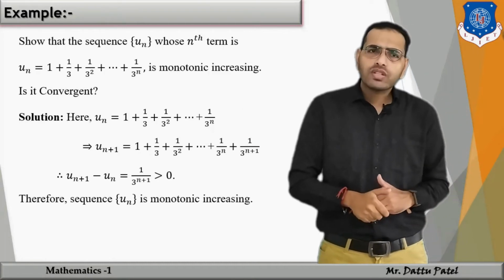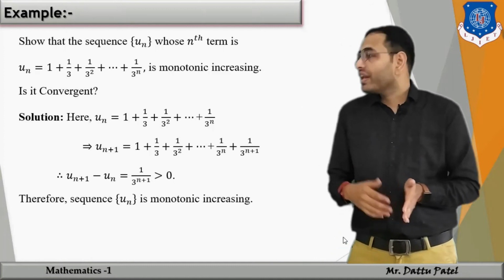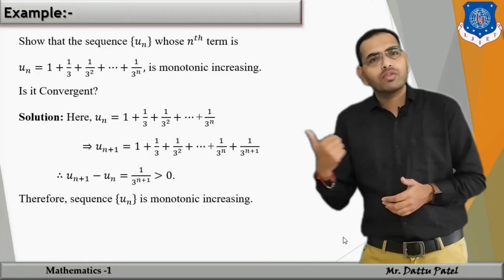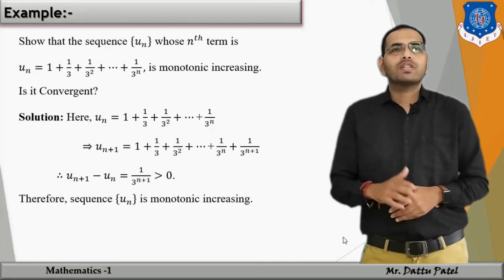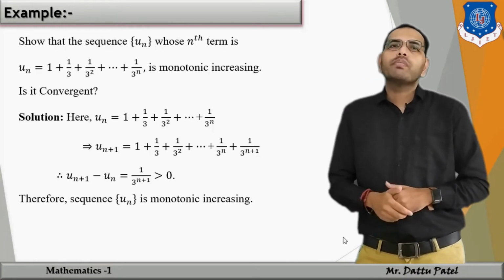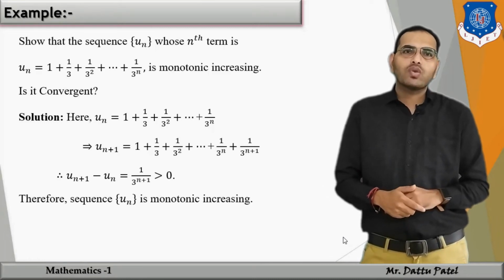Now substitute n as n plus 1, then we get the n plus 1 terms of the sequence, which is 1 plus 1 by 3 plus 1 by 3 square plus 1 by 3 cube and up to plus 1 by 3 raised to n plus 1.